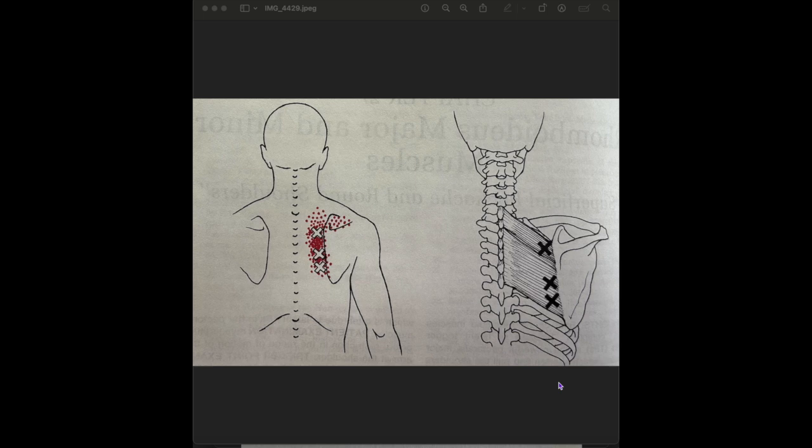All right, so here's rhomboids trigger points. It's got 3, and as you can see, they're pretty specific. So if you have pain here and the therapist that's working with you finds that you have trigger points in that area, then chances are rhomboids is stressed.